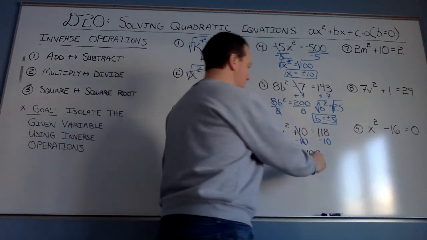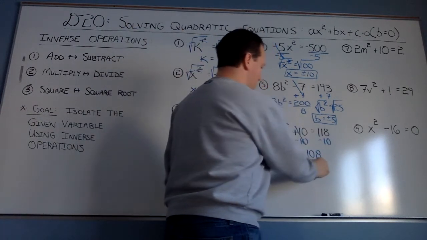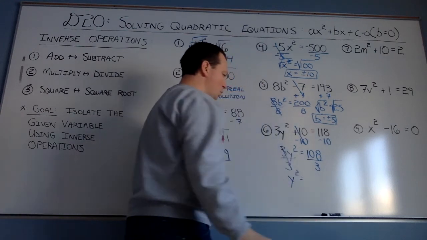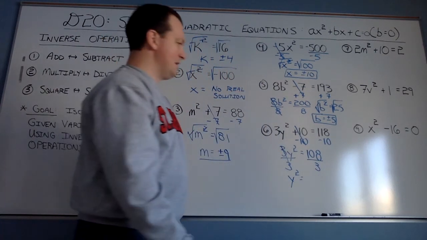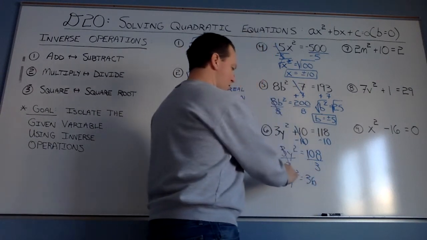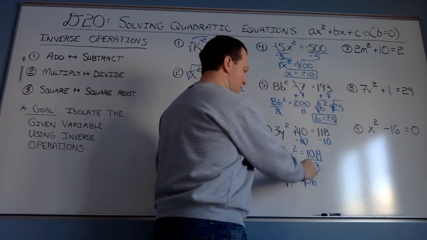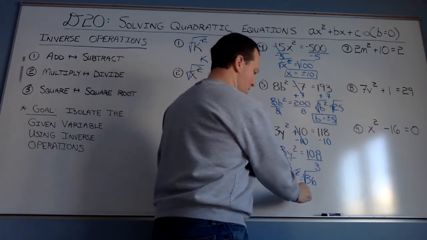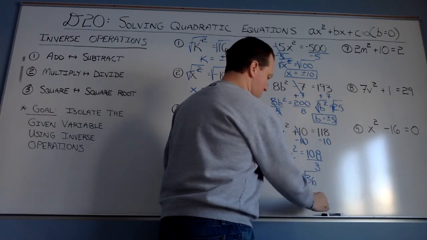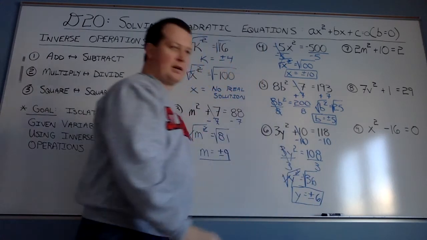All right. Dividing both sides by 3. Y squared will equal cool 108 divided by 3 is 36. Undo square, I'll take the square root of both sides. And don't forget positive and negative 6. I bet you're getting the hang of this now.